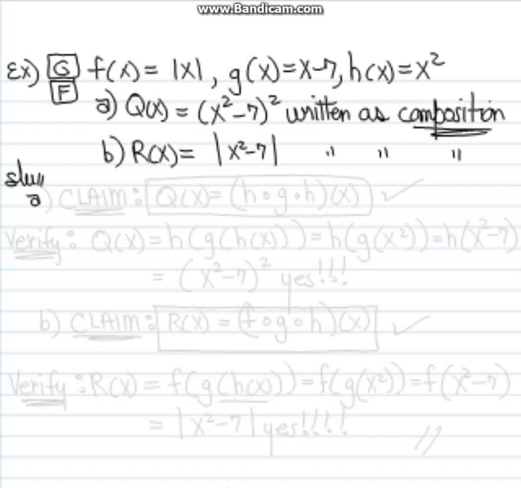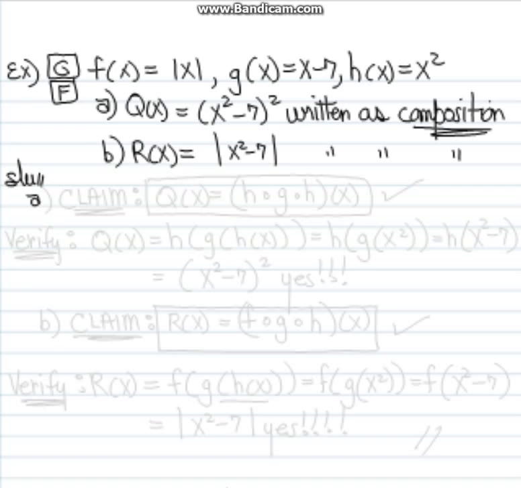Also, take r of x, which is the absolute value of x squared minus 7, and rewrite that as a composition of some of the given functions. And I don't care how many times you use them and which ones, just use whatever combination you need to come up with the q of x and the r of x. This is an important concept when you get into physics and calculus.